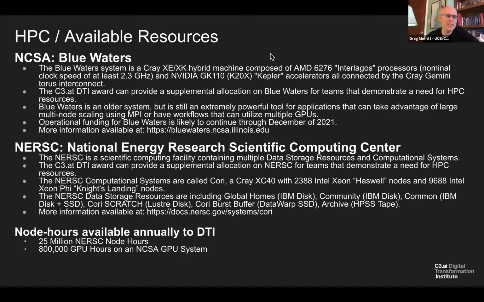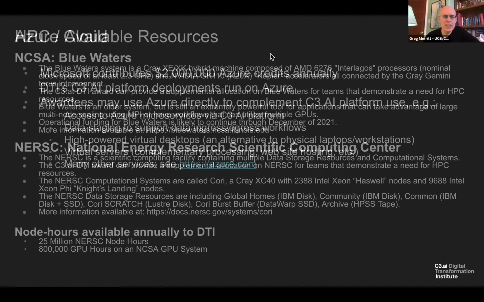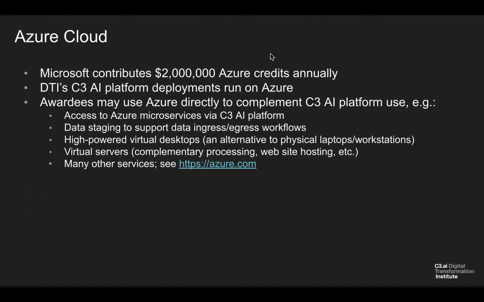Thank you, Weddy. So for the last category of resource, that's Azure Cloud. Microsoft very generously contributes $2 million in Azure cloud computing capacity, or credits if you like, annually. So this is a resource that we use in two ways. One is to run the C3AI platform deployments. Those run on the Azure cloud.